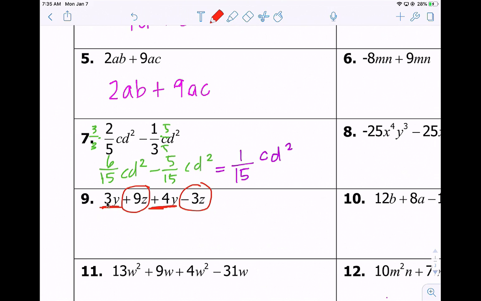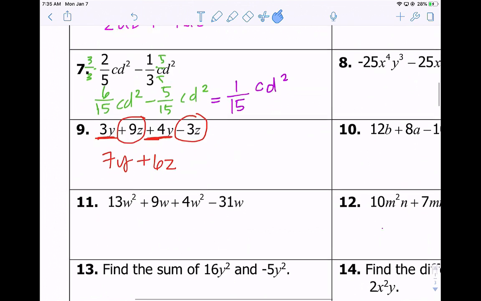So we're going to do 3y plus 4y. So 3y plus 4y is 7y. And then we're going to do 9z minus 3z. So not this plus, because that goes with the 4y. 9z minus 3z is going to be a positive 6z. All right.